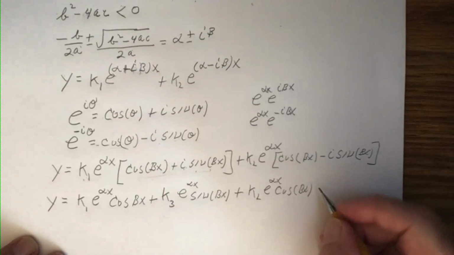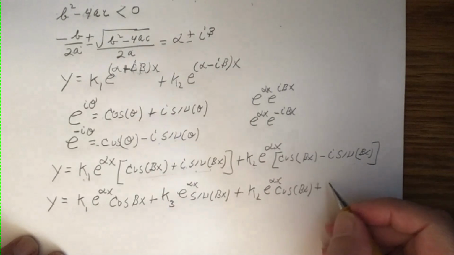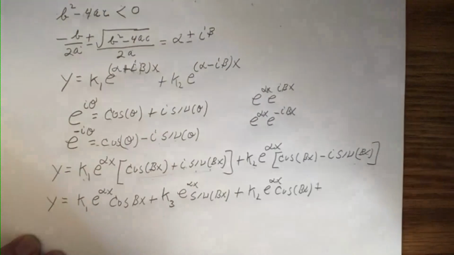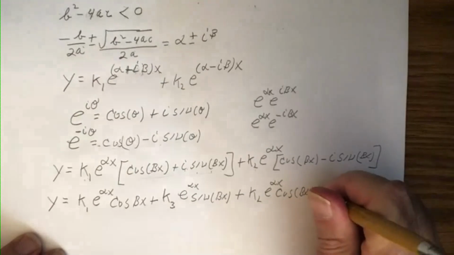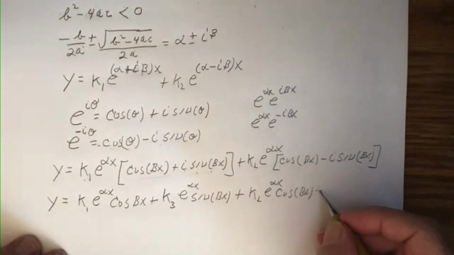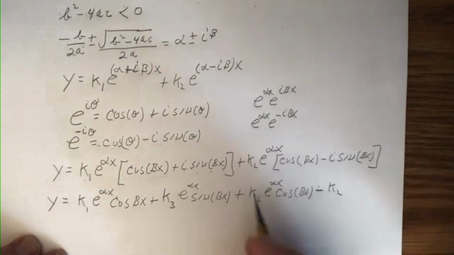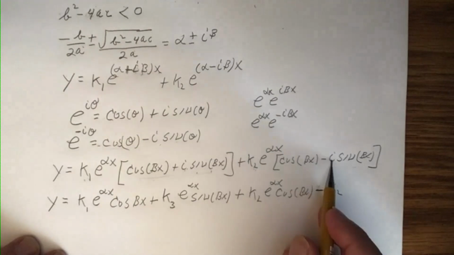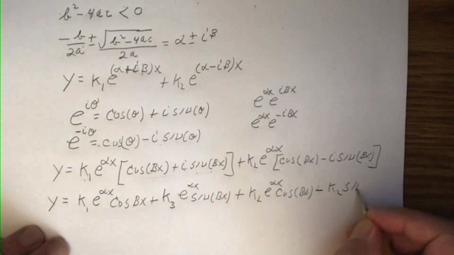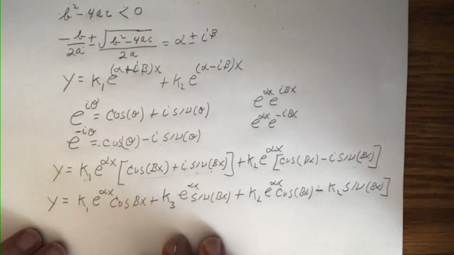And I'm going to write this here as plus k4. I can call it plus or minus. Let me call it minus. So I think that's what I did in my notes. Call this minus k4. So in other words, k2 times I'm now calling k4. And then this is the sine of beta x. This is exactly the way it's done in your book.